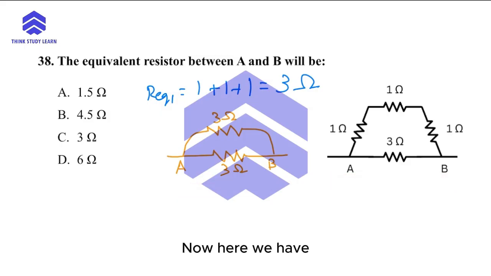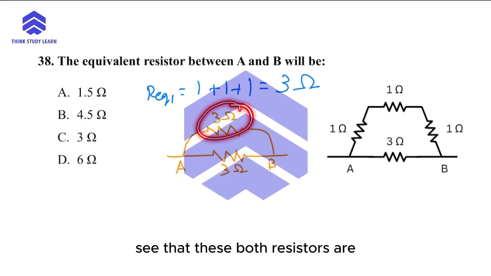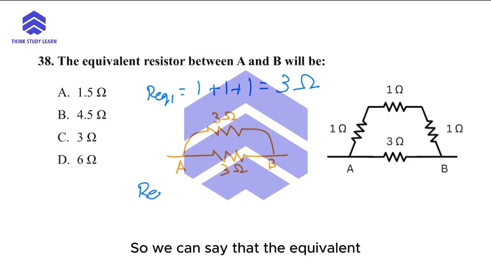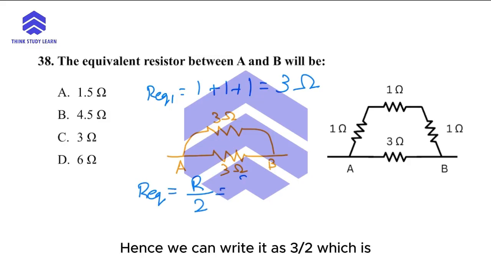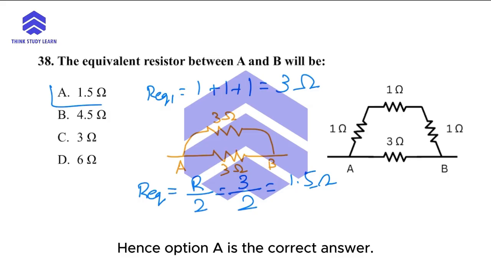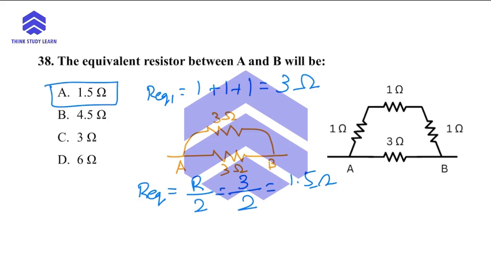Now here we have this path and this path. As we can see, both of these resistors are parallel and they are equivalent as well. So we can say that the equivalent resistance is equal to R divided by 2. Hence we can write 3 divided by 2, which is equal to 1.5 ohm. Hence option A is the correct answer.